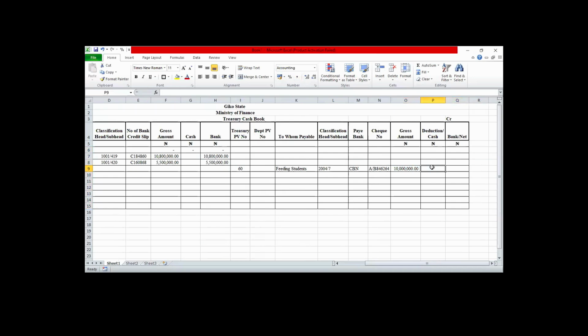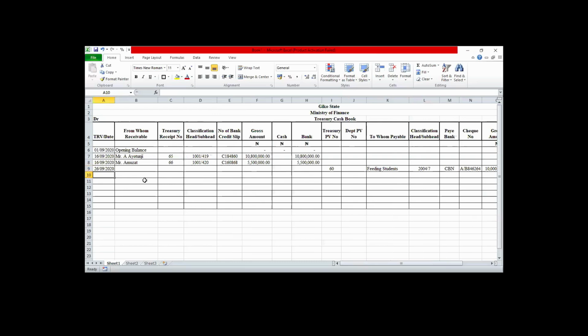Now, they pay through CBN. Is that not so? Yes, sir. For payment to pass through CBN, it's said to be a bank transaction. It's meant to appear in the bank. Now, the second transaction: is it on the same date? Yes, sir. 26/09/2020.